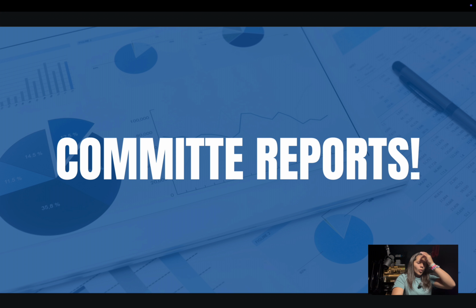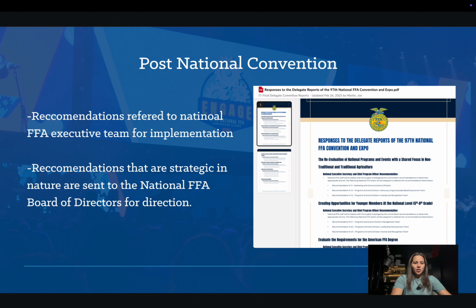Now, what is the purpose of these committees? So we said that delegates are the student voice and representative. So after National Convention, once we've created these proposals, the recommendations are referred to national staff, basically, for implementation. They try to figure out, how can we make this happen? We see what the students want. We're hearing you. How can we make this happen? And some that are more strategic in nature are sent to the National FFA Board of Directors.